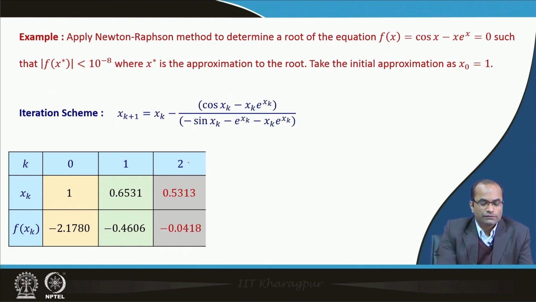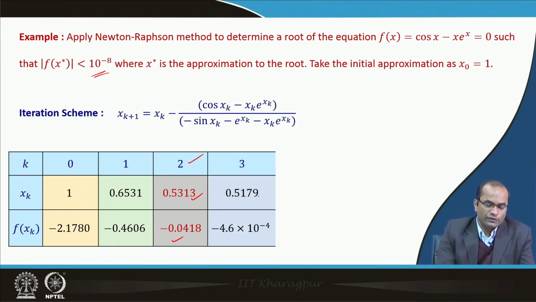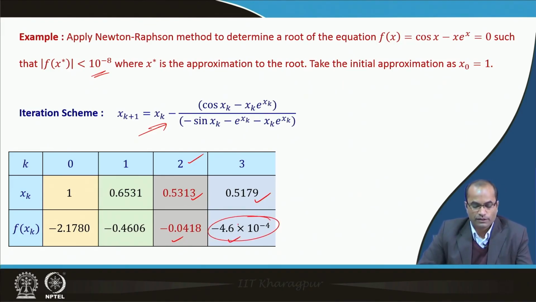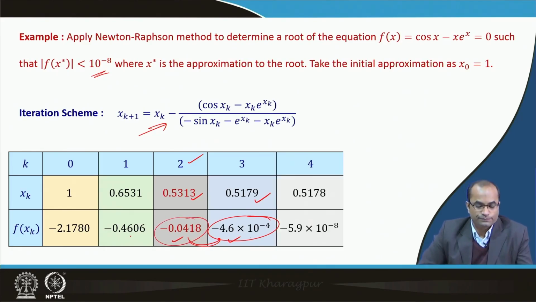We go further, we take the second iteration, the value of x_k, and then we have f(x_k), which is minus 0.0418, again far from the desired accuracy. And after the third iteration, we compute x_k from the scheme, we have 0.5179, and the error reduces to 0.46 times 10 raised to the power minus 4, which is always quadratic. One can check that this is the quadratic pattern, one can see that the next error is the square of this with some constant.